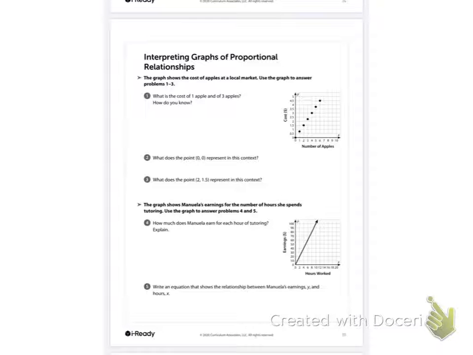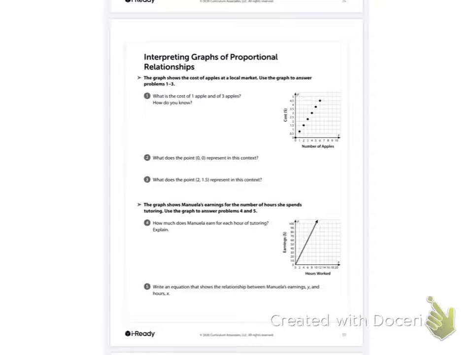This is a video for pages 15 and 16 from the math packet for 7th grade, Understanding Graphs of Proportional Relationships. When we look at this graph, we see a series of points, and we're trying to figure out the cost of 1 apple and 3 apples.